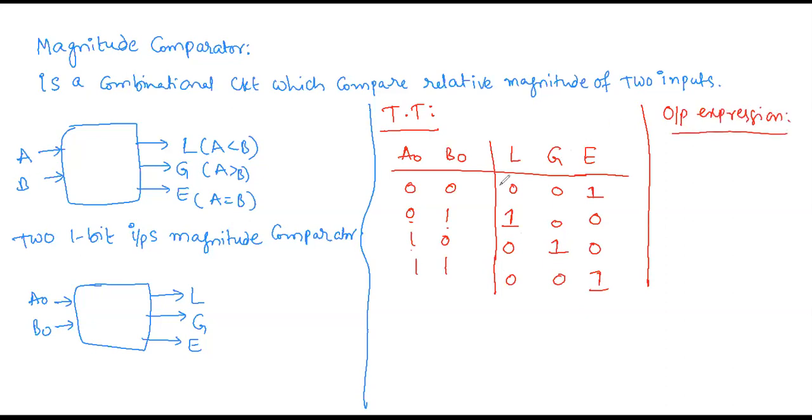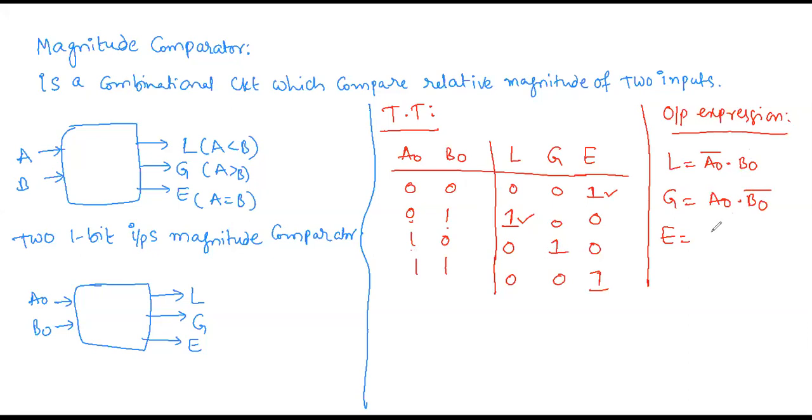Next, the output expressions. When writing the output expression, look for L wherever it is 1. L is 1 when A0 is 0 and B0 is 1. 0 means bar, so L is A0 bar times B0. Next, G is equal to 1 when A0 is 1 and B0 is 0, so G is A0 times B0 bar.